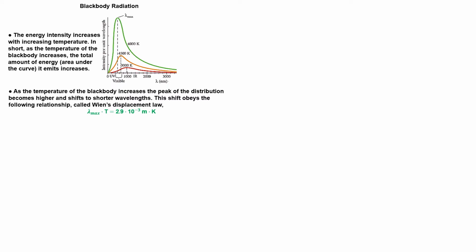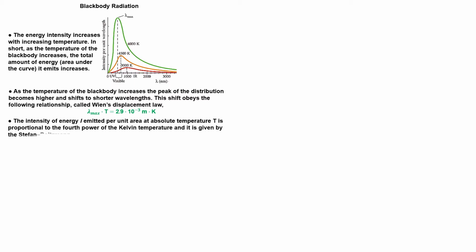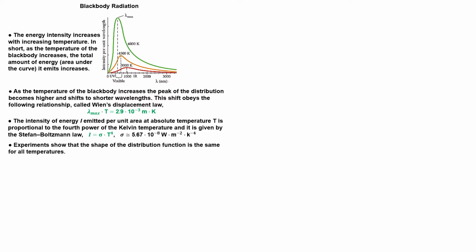Third, the intensity of energy emitted per unit area at absolute temperature T is proportional to the fourth power of the Kelvin temperature, and it is given by the Stefan-Boltzmann law, where sigma is a fundamental physical constant called the Stefan-Boltzmann constant. Fourth, experiments show that the shape of the distribution function is the same for all temperatures. We can make a curve for one temperature fit the other temperature by simply changing the scales on the graph.